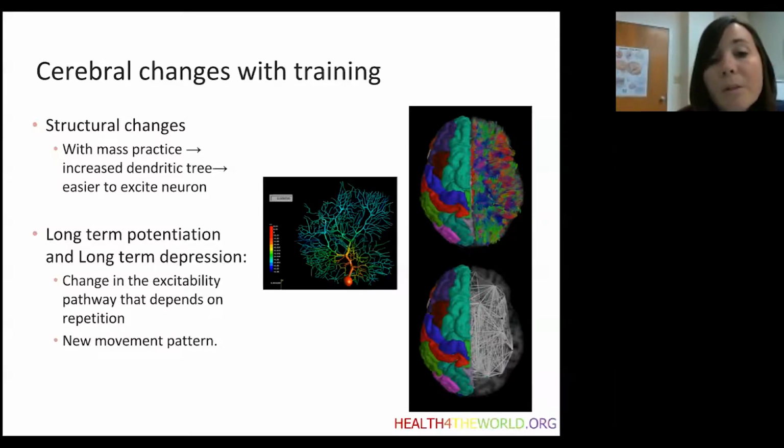With that too, you're then starting to see long-term potentiation and long-term depression. So you're getting changes in excitability of the pathways that depend on repetition, and you ultimately are going to get new movement patterns that are forming. Essentially, the more you work the circuit, the more neurons you're able to have within the vicinity that you're working. And the more neurons you have, the greater ability you ultimately are going to have to potentially get those neural circuits working for that new movement.